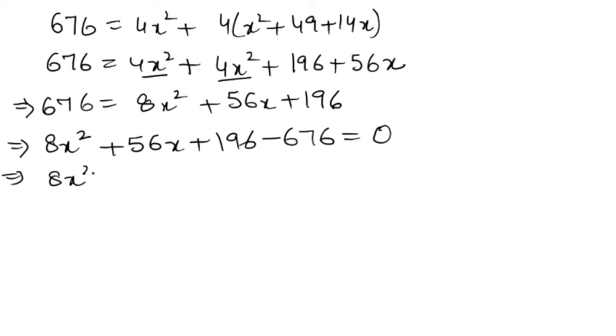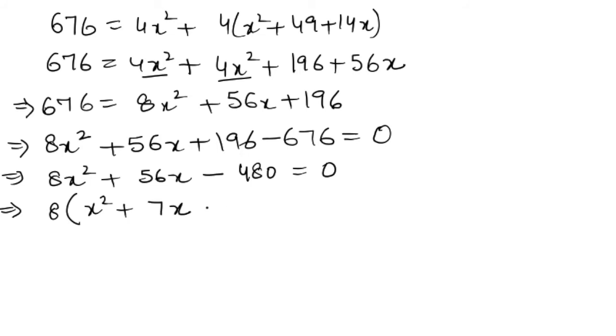So let's simplify it further. 8x square plus 56x minus. Now you have to apply the laws of integers here. अगर आपकी एक term plus में और एक term minus में है, then you are supposed to subtract these terms. So when we subtract these terms, we'll get the result as 480. Now from all these terms we can take out 8 common. So we can simplify this and write it further as 8x square plus 7x minus 60 is equal to 0. Or we can write x square plus 7x minus 60 is equal to 0.